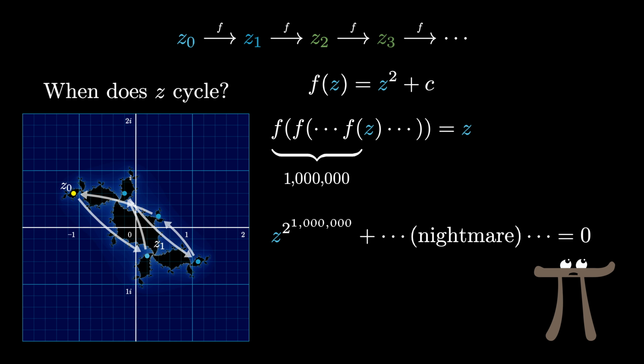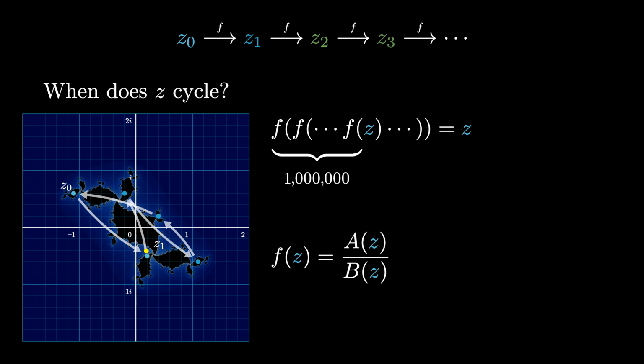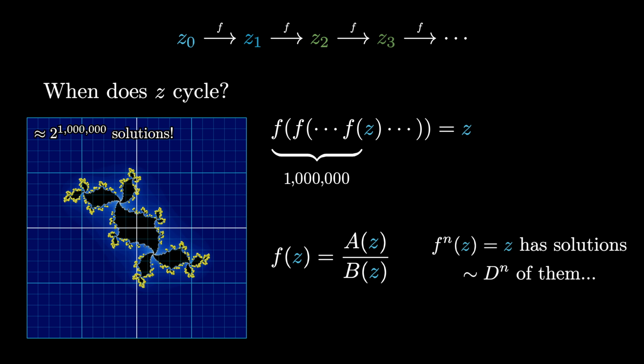So, again, fundamental theorem of algebra, you would expect to find something on the order of 2 to the 1 million points in the complex plane, which cycle in exactly this way. And more generally, for any rational map, you'll always be able to find values whose behavior falls into a cycle with period n. It ultimately boils down to solving some, probably insane, polynomial expression. And just like with this example, the number of such periodic points will grow exponentially with n.